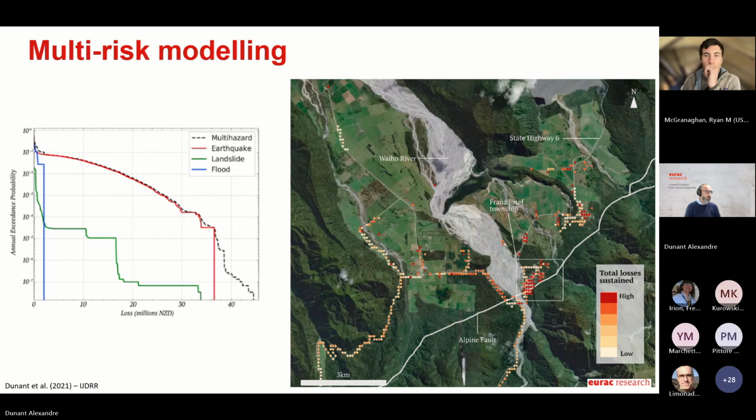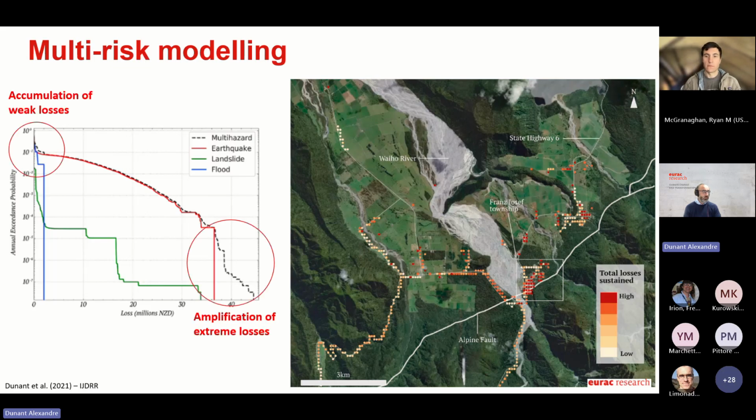And what was interesting, if you follow the multi-hazard line, is that at some point the earthquake magnitude actually doesn't matter anymore. Everything that can be destroyed by the magnitude 9 will be destroyed, but you see the multi-hazard line continuing. So we thought that you have an amplification of extreme losses that was completely invisible to single hazard assessment, but you've also got an accumulation of weak losses. So there are more events happening in general if you take into account the combined effect.